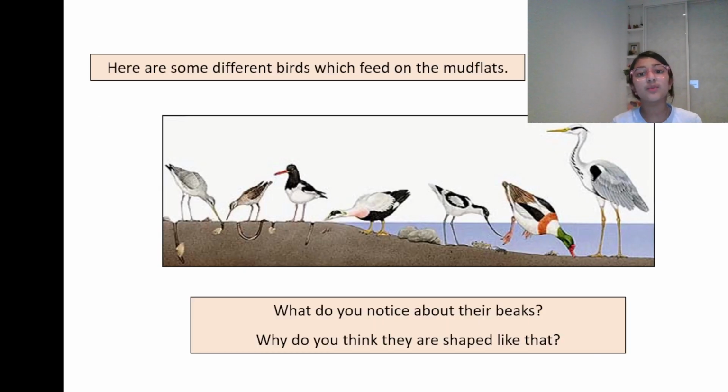Here are some different birds which feed on the mudflats. What do you notice about their beaks? Why do you think they're shaped like that? So as I said just before, their beaks are very, very long, so they can dig into the ground and retrieve whatever they want to eat. And their legs, most of their legs are long too, probably to dig again.